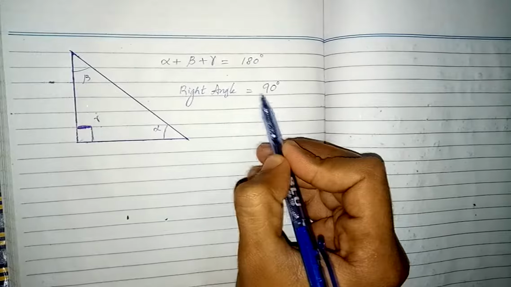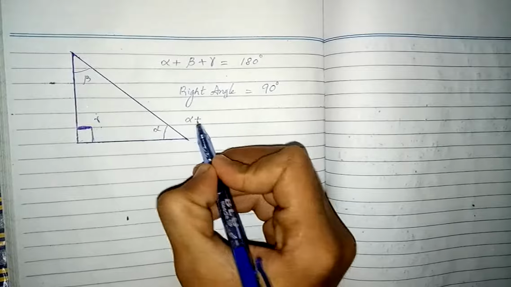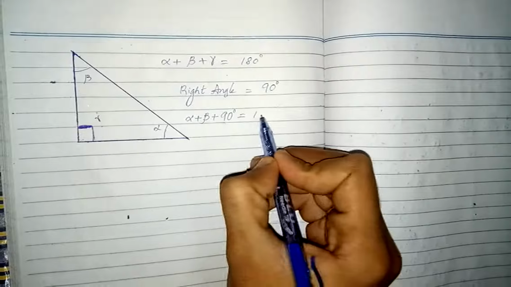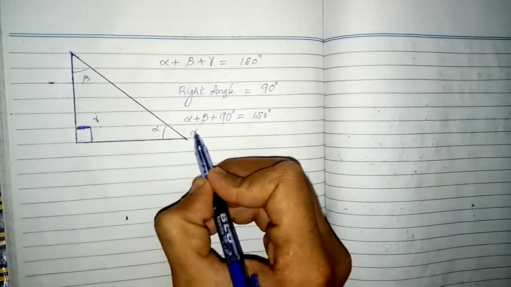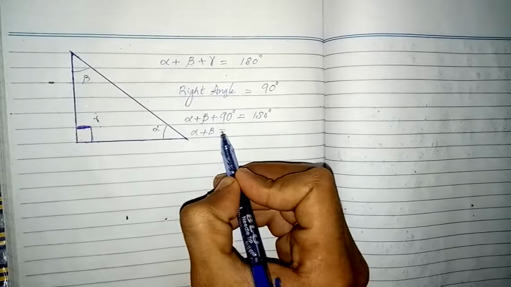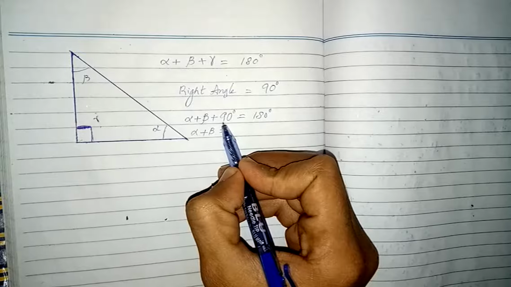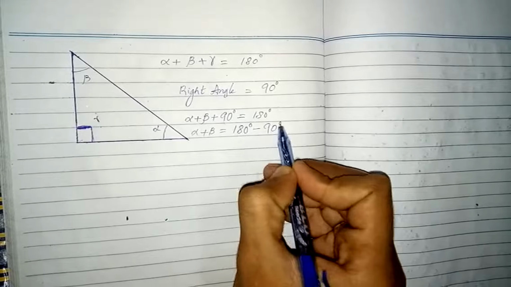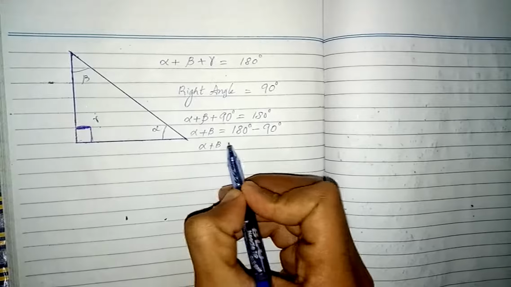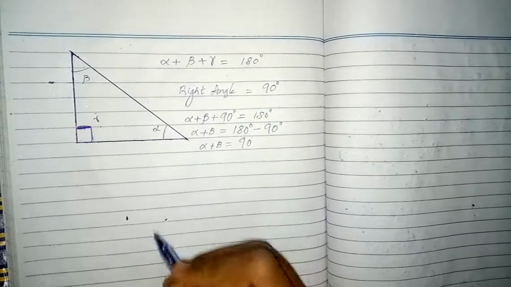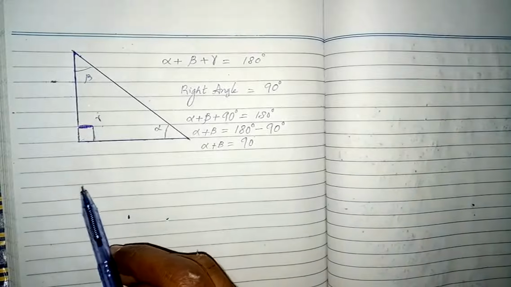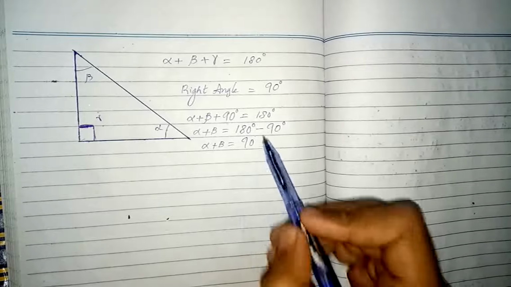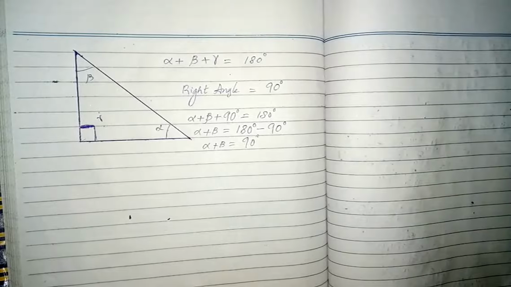If I put 90 degrees in place of gamma, it will be alpha plus beta plus 90 degrees equals 180 degrees. The 90 is positive here, but if it goes to the other side, it becomes negative 90 degrees. So alpha plus beta is 90 degrees. Means if one angle is 90 degrees, then the summation of alpha and beta will be 90 degrees.